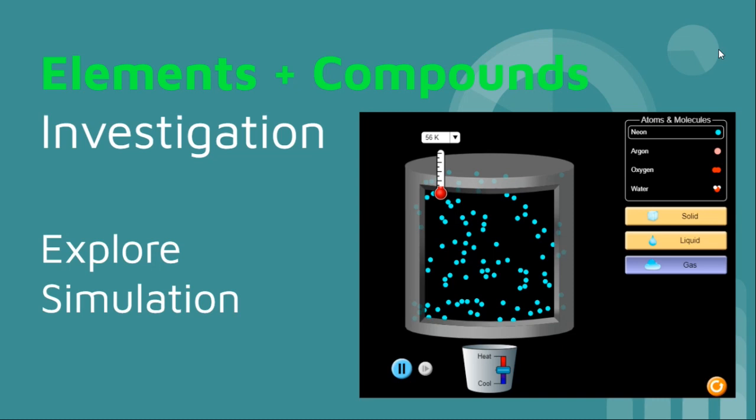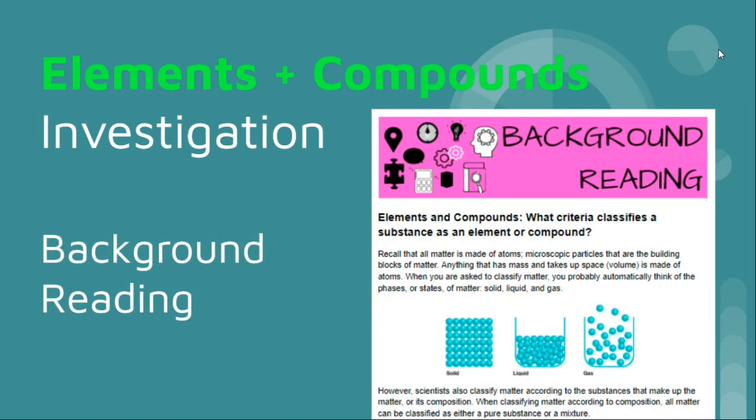On Tuesday, we did some background reading in which we pulled some more big science concepts that are going to help us through this investigation. We reminded each other that all matter is made of atoms. They're the building blocks of matter, and scientists use the composition of matter to classify it as pure substances or mixtures, and then we further classify pure substances as elements or compounds.